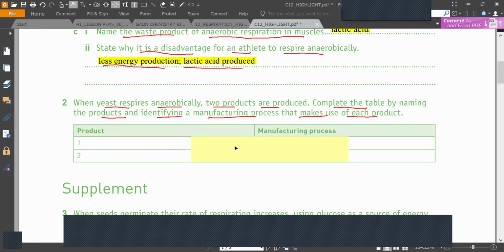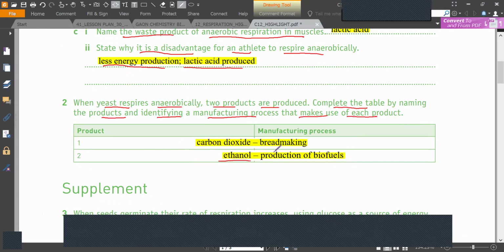Let's take a look. Ethanol can be used to produce biofuel, so it can be used in cars. Ethanol is used as biofuel and also to produce alcoholic drinks like beer, wine, things like that. Carbon dioxide is used for bread making. Carbon dioxide makes the bread rise. So they are both useful.